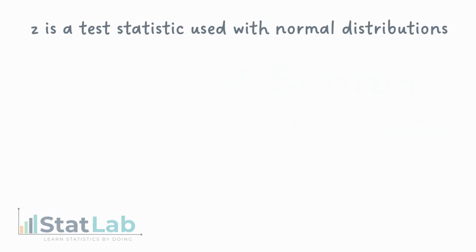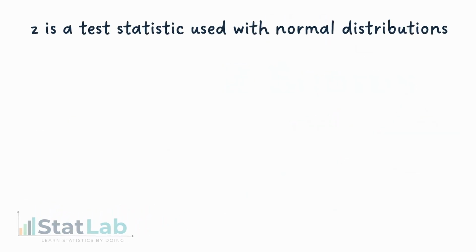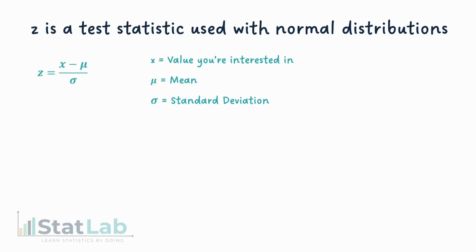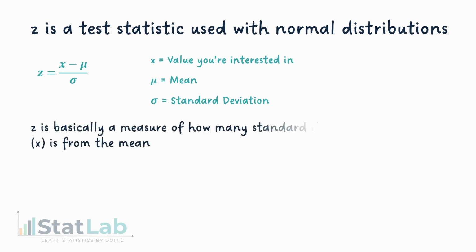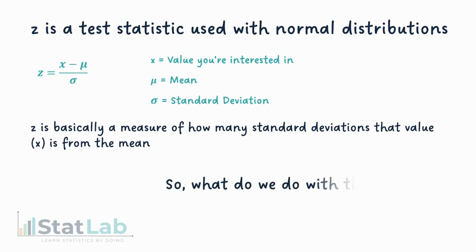Z is a test statistic used with normal distributions. The calculation for z is this here: X minus mu over sigma, where X is the value that you're interested in, mu is the mean, and sigma is the standard deviation. So basically, z is a measure of how many standard deviations that value X is from the mean. So what do we do with this z value once we find it?